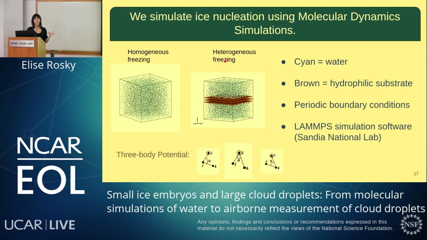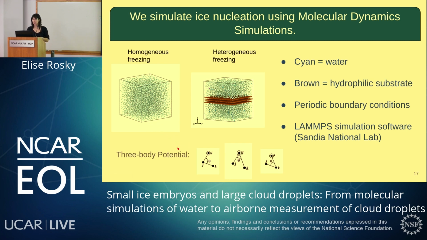To simulate heterogeneous freezing, we insert these brown spheres, which are acting as a substrate for ice to form on. And it's not modeling any specific substrate in nature, it's just a substrate on which the ice can form, so it freezes heterogeneously. These boxes have periodic boundary conditions, meaning that if a droplet moves outside of this wall, it'll re-enter the box from the other side. So it's sort of like an infinite box of water.